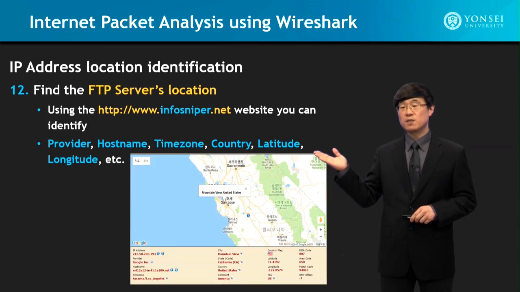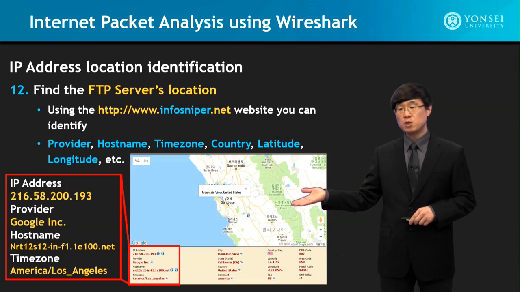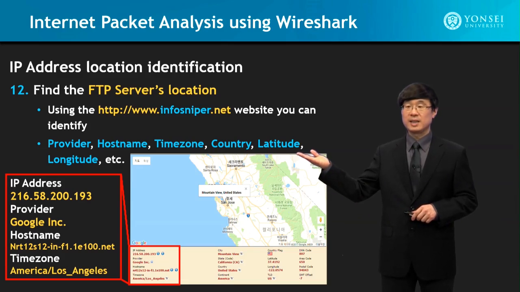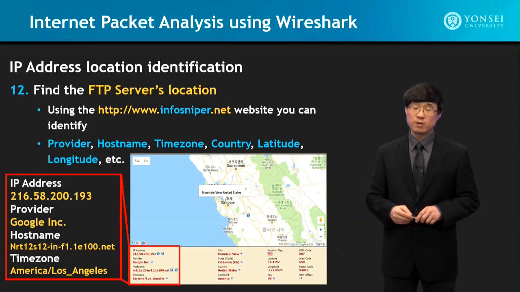Next, using this information, you can see this type of a map with the information provided over there, which includes the IP address, the provider, the host name, and the time zone. In addition, you can also see additional information such as the country, the latitude, and the longitude, and other information as well.